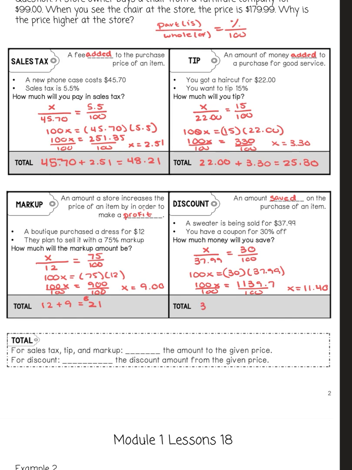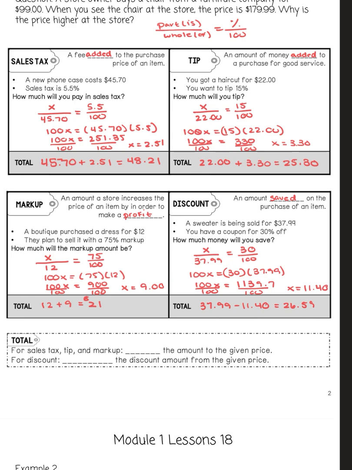Here, instead of adding, we're going to subtract. So we have $39.99 minus $11.40, and we get $26.59. So that is how much you will pay for the sweater after using the 30% off coupon.